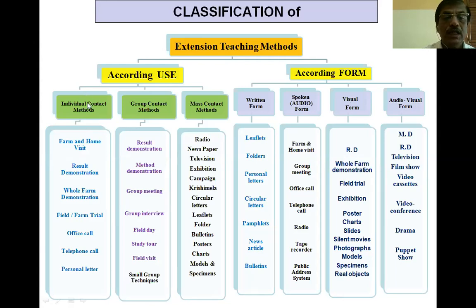So these are the examples of individual contact methods. Individual contact methods involve farm and home visits, result demonstration, whole farm demonstration, farm trial, office calls, telephone calls, personal letters, etc. These are the examples of group contact methods. These are the examples of mass contact methods. Similarly, these are the examples of written forms, spoken forms, visual forms, and audiovisual forms. Let us see in detail.